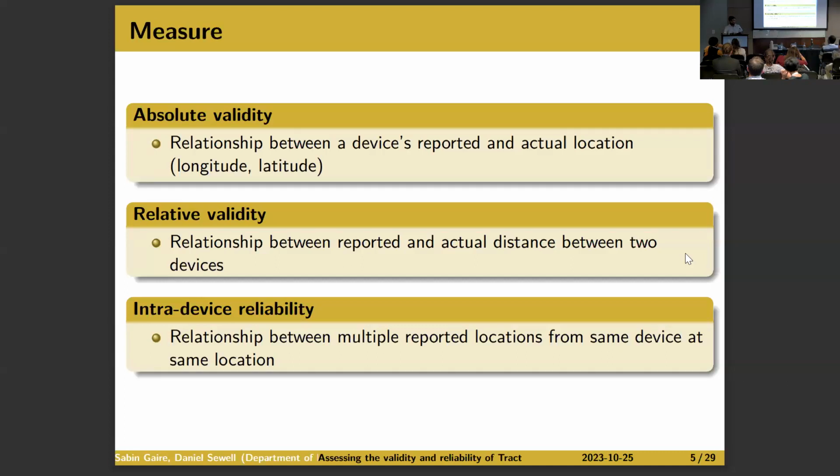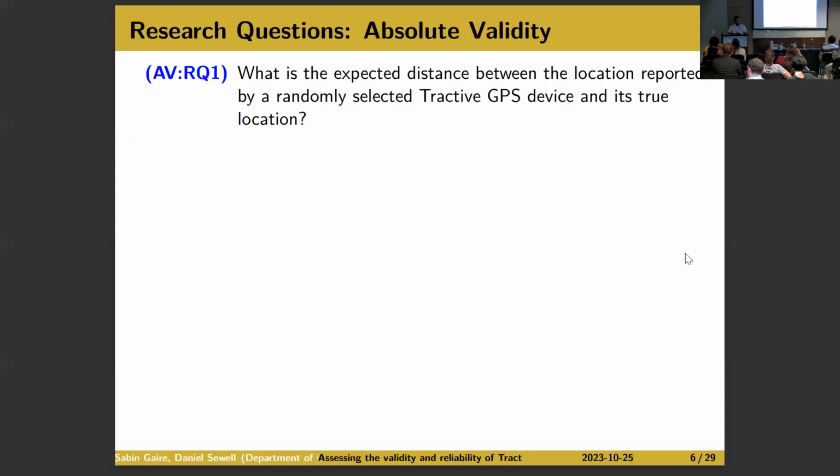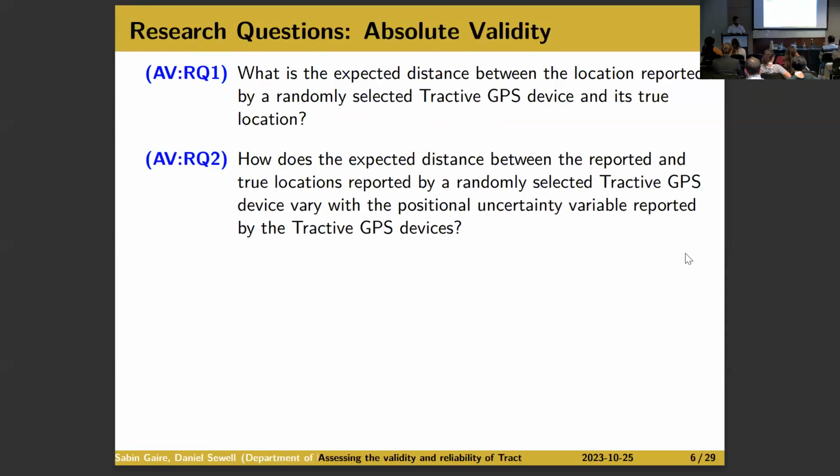Intra-device reliability is, for instance, if I hold the device here and I'm still for 1 minute, I'm supposed to get a distance of 0 because I'm not moving. So we are trying to see how it changes. The research question for absolute validity is: what is the expected distance between the location reported by a randomly selected GPS device and its true location? So we want to know how far we are from the actual distance.